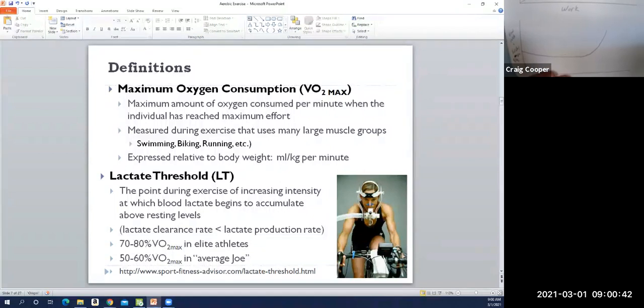It starts to climb. And that is basically linked to when we start overbreathing. We're producing a lot of CO2. We have to breathe more to get rid of it more. And we tend to actually overbreathe relative to how much oxygen we're actually using. So the ventilatory threshold and the lactate threshold usually occur at about the same place. And they're both functions of us no longer being able to keep pace with the waste we're producing.